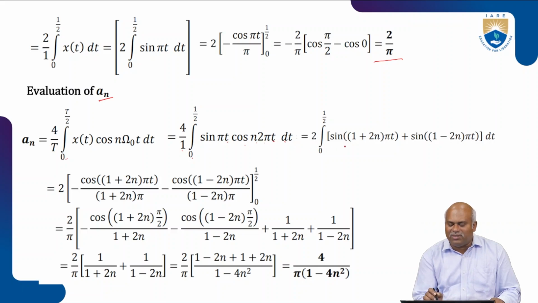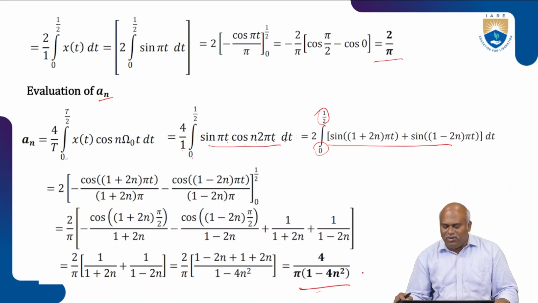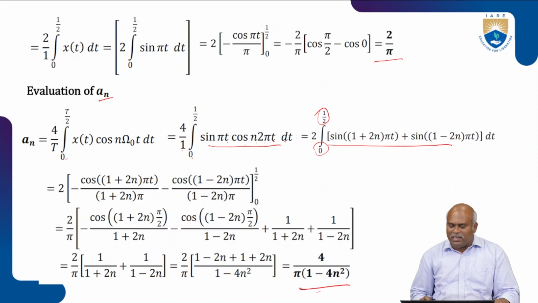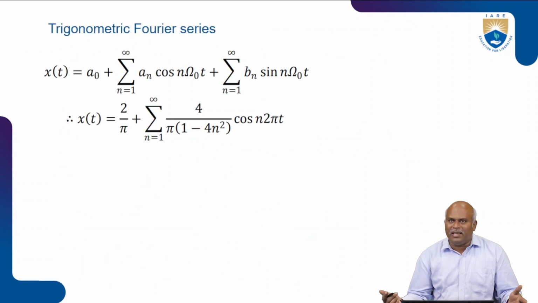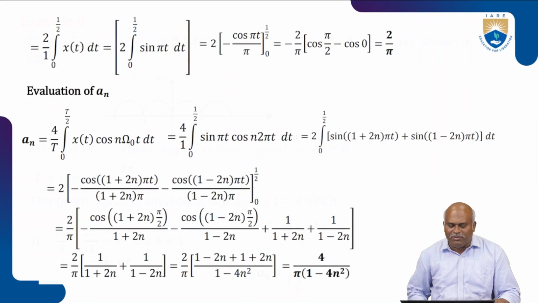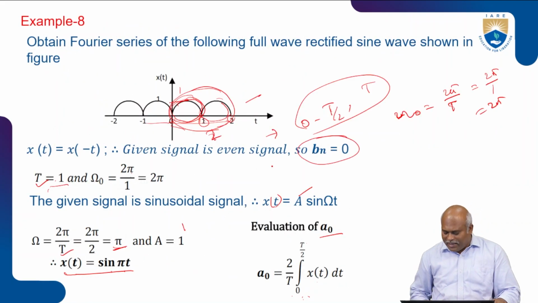So this is the sin A cos B condition. We write the sin A cos B equation. After that we do the integration and substitute the interval of 0 to 1 by 2. Then finally we got a of n is equal to 4 divided by pi times 1 minus 4 n square. So b of n automatically is 0. There are no negative terms present here, so we got b of n equal to 0.